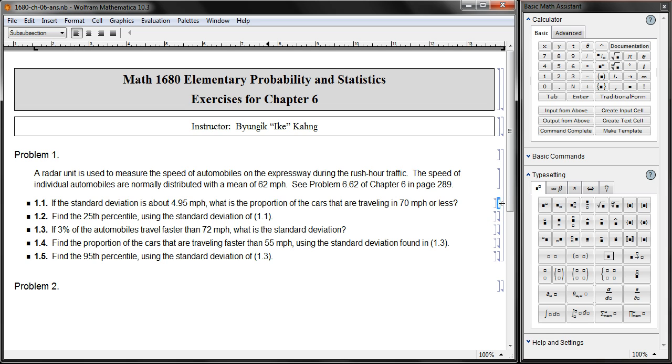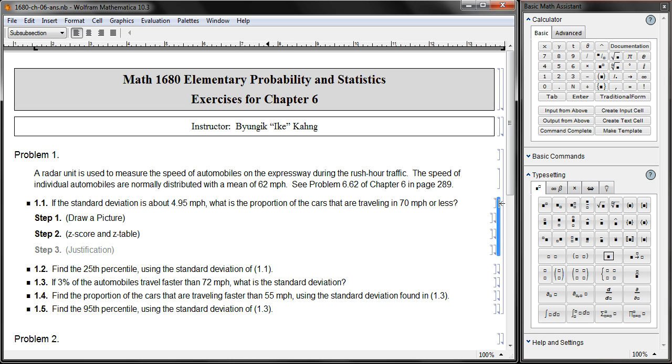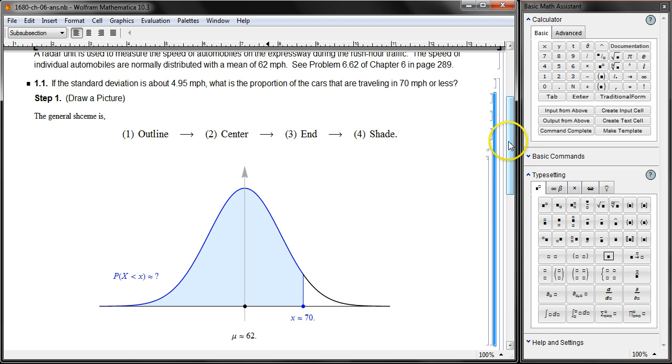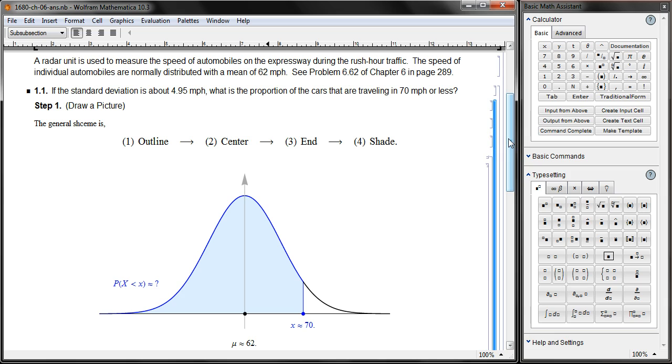70 or less. This is normal distribution problem, so we start with the normal picture. It looks kind of like this. The outline is pretty simple, going up and down, unimodal and symmetric, and we have asymptotic behavior to the left and to the right, and center is the mean, 62 miles per hour.